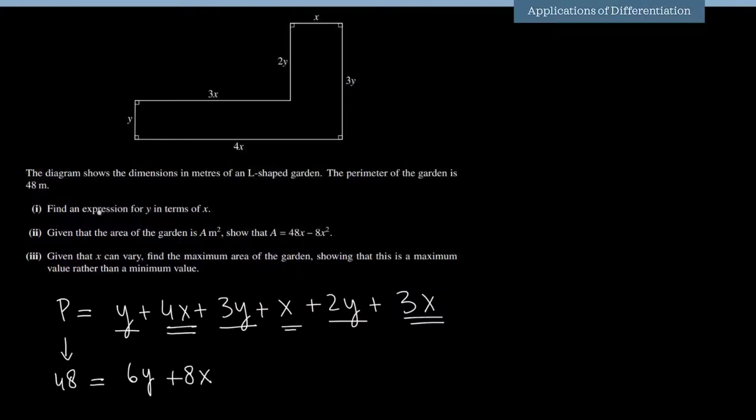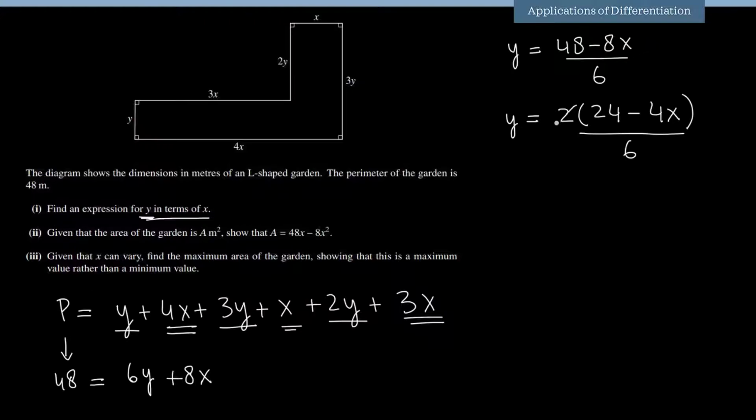In the first part of the question, I need to find an expression for y in terms of x. So I'll make y the subject in this equation and that would give me y is equal to 48 minus 8x divided by 6. I can simplify this further by taking 2 common in the numerator and that would give me 24 minus 4x divided by 6. 2 divided by 6 is 1 upon 3. So y is equal to 24 minus 4x divided by 3. This is the answer to the first part.